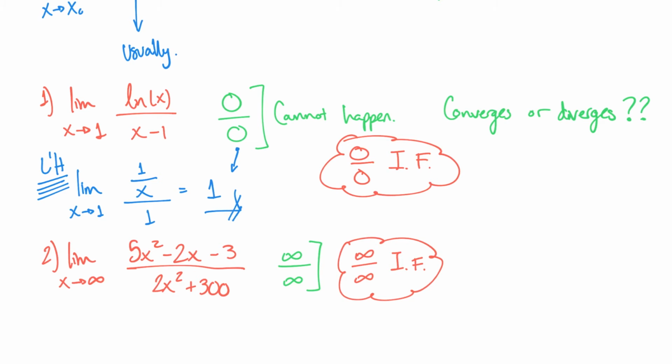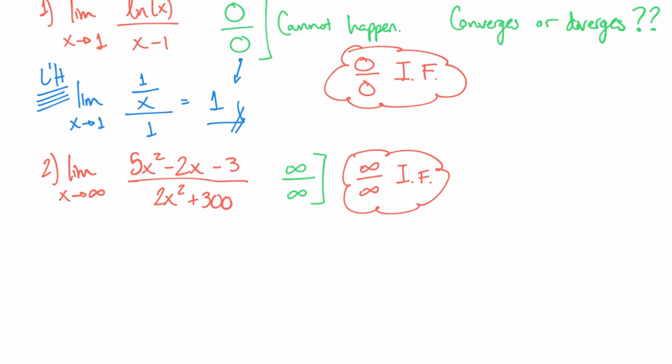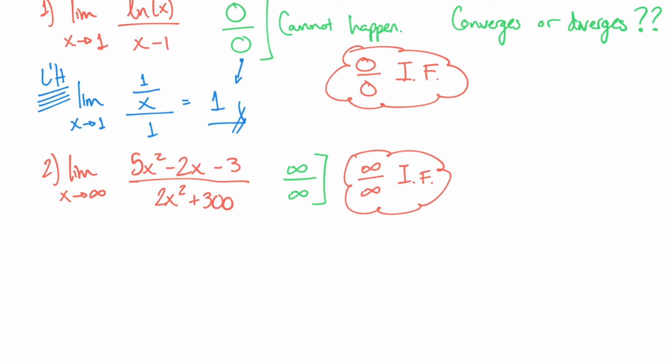So once again, we need to do a little trick. In this case, we could also use L'Hopital's rule. However, we'll do another one just to switch it up. I'm going to rewrite the function as such. You can see this is 5 minus 2 divided by x minus 3 divided by x squared, divided by 2 plus 300 over x squared. So basically I just divided everything by x squared. The x squared was multiplying the 2 and the 5, and canceled with the 1 in the denominator. So now I have this.